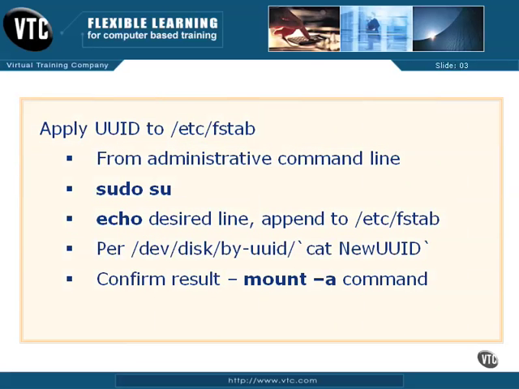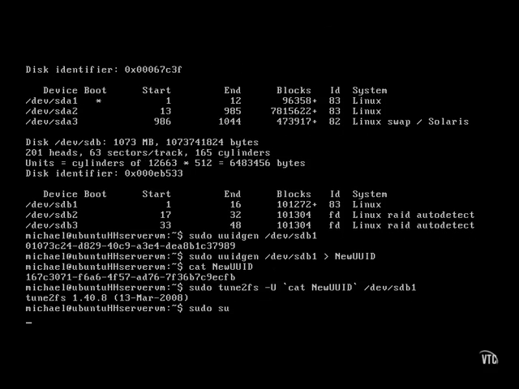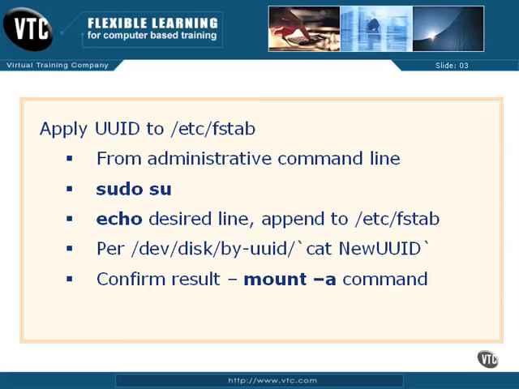Now we can add an appropriate line with the UUID in place to the /etc/fstab configuration file. It's most conveniently done from the administrative command line, and you can get there with the sudo su command, even though on this particular system I have not enabled the root account. Sudo su is like logging into the root account.